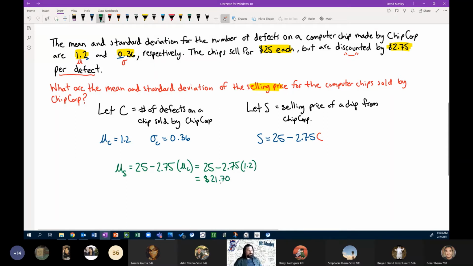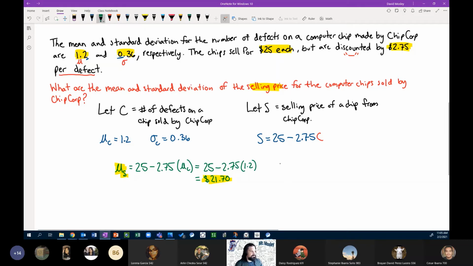All right, so over the course of many samples of chips, we would expect the price of a chip to be about $21.70 on average, based on the number of defects we expect. So that's our mean. It gets the entire transformation.